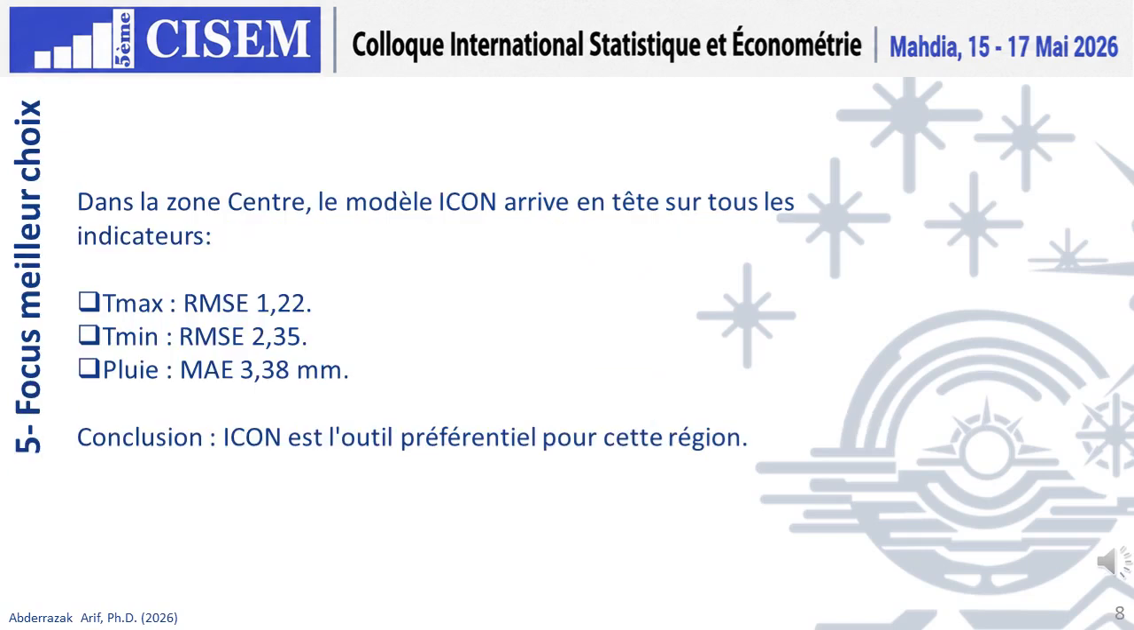In the central zone, the ICON model outperformed all others across all indicators: Tmax, RMSE of 1.22, Tmin, RMSE of 2.35, rainfall, MAE of 3.38 mm. Conclusion: the ICON model is the preferred operational tool for this specific region.